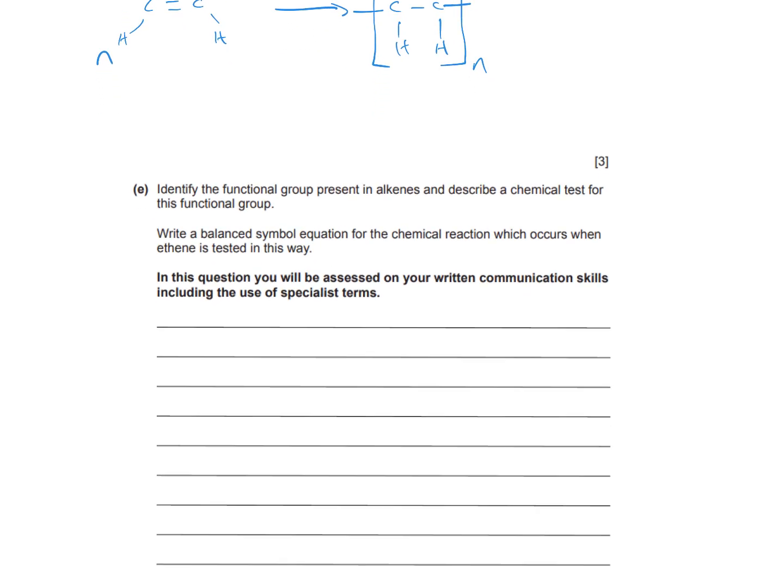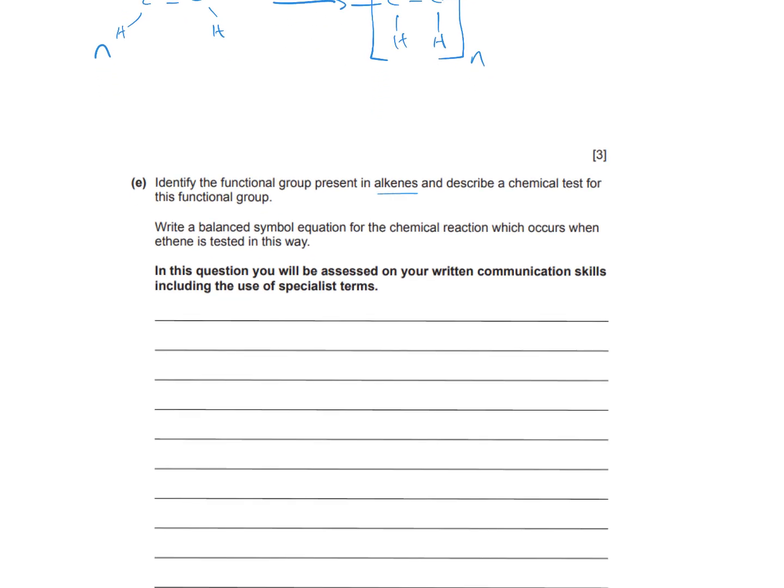Part E, identify the functional group in alkenes. So that's the C double bond C. And then write a balanced equation when it's tested this way. Right, so I'm going to start off by saying it's a test for the carbon-carbon double bond, or that's the functional group that is present in alkenes. Again, you could just write that out as carbon-carbon double bond. Bromine water is used to identify this functional group, and it changes from orange, or you could say yellow or brown, to colourless.